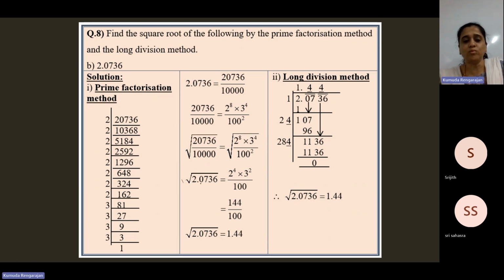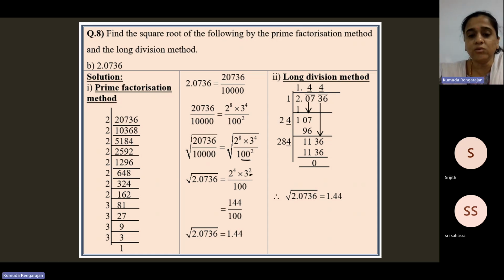So square root of 2.0736 is equal to, now this is 2 to the power 8. So half of it will come out of the square root. The power is 8. Half of 8 is 4. So 2 to the power 4 will come out of the square root. Then here what's the power? 4. Half of that is 2. So 3 square will come out of the square root.